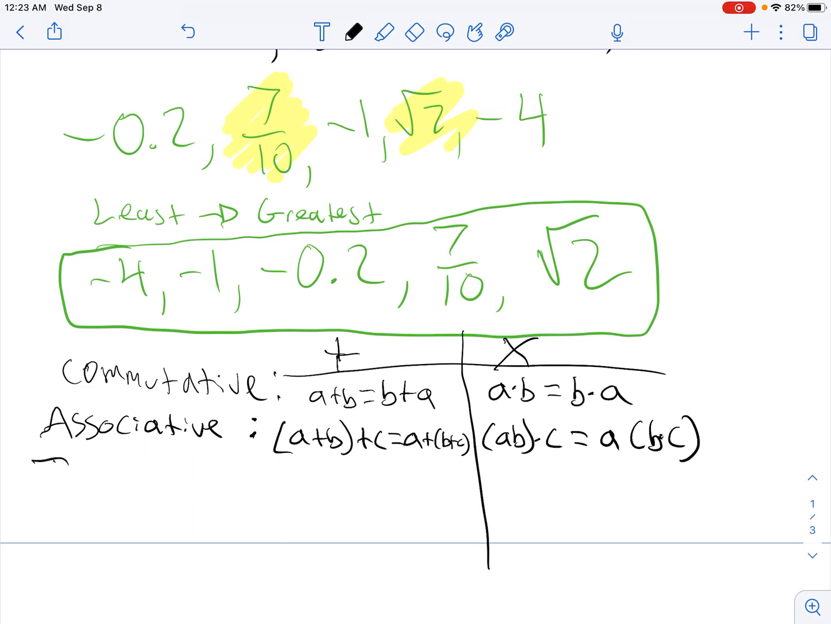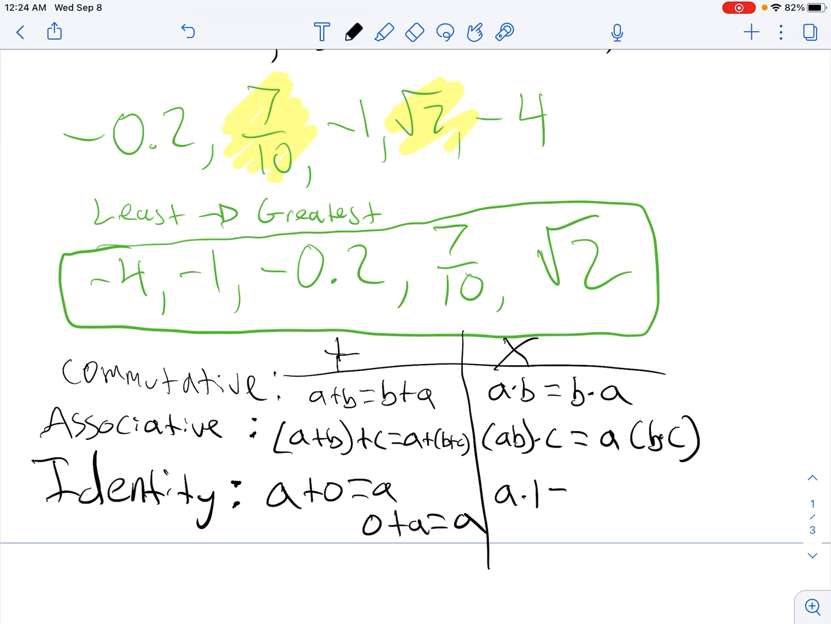The identity. So again, this one is almost so easy that it is hard to explain. All this is saying is that, hey, if I take A and I add 0, I'm still going to equal A. Or if I take 0 and I add A, it's going to equal A. Now, this one's slightly different with multiplication because anything times 0 is 0. However, anything times 1 equals that number.